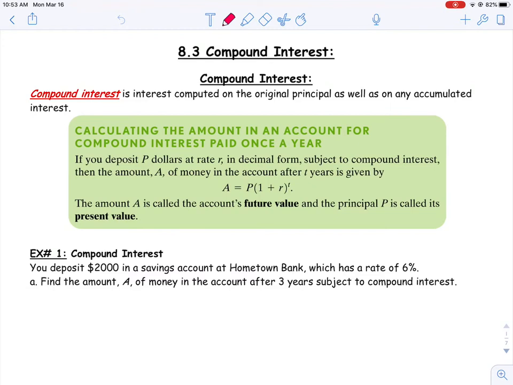Okay guys, we're going to start section 8.3 about compound interest, but I do want to remind you that there is going to be a formula sheet provided for your test. I've posted that in Canvas underneath our chapter 8 module. So far, in the first couple of sections, we've already covered all the formulas on the front page.